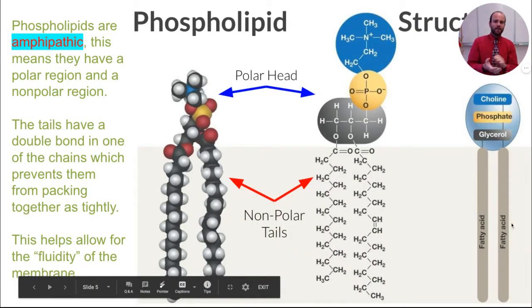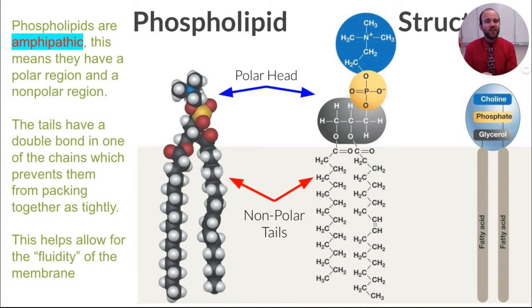So let's talk about these phospholipids. These are amphipathic structures. So what does amphipathic mean? Well, this means that they have both a polar region, the head, where the phosphate is, and a non-polar region. And those are going to be those tails. So remember that polar loves water. So they're going to be a hydrophilic head, and nonpolar is hydrophobic.